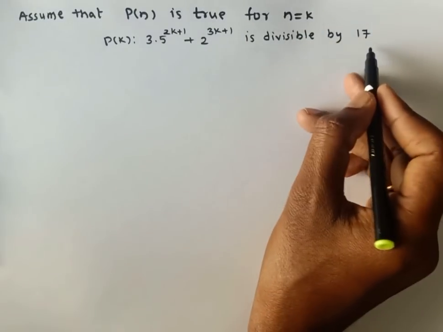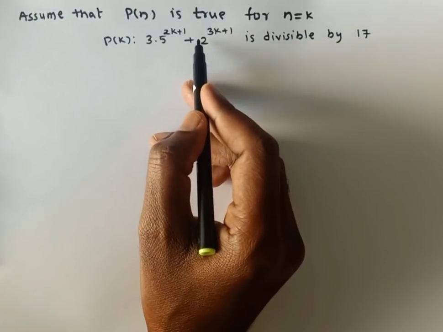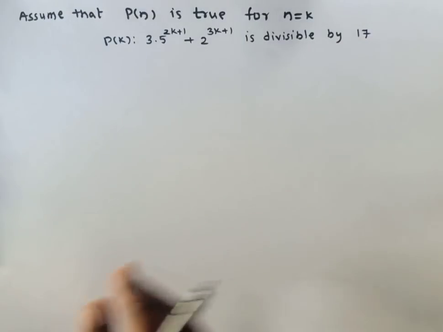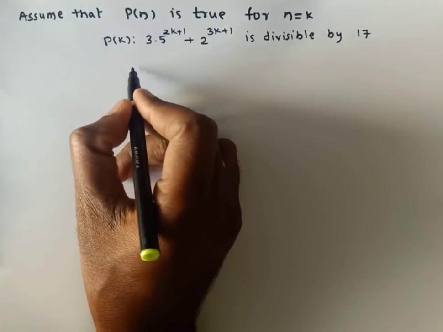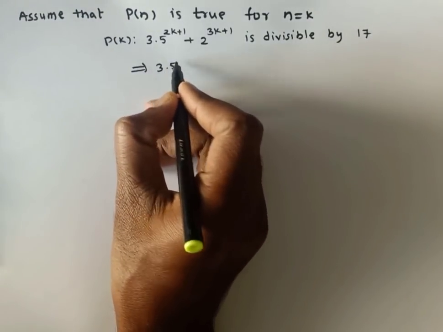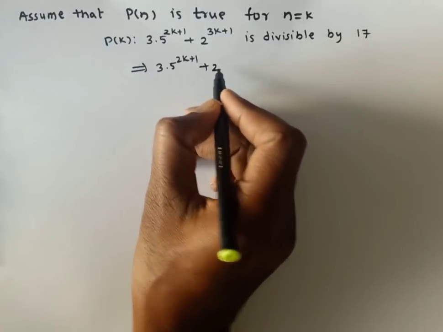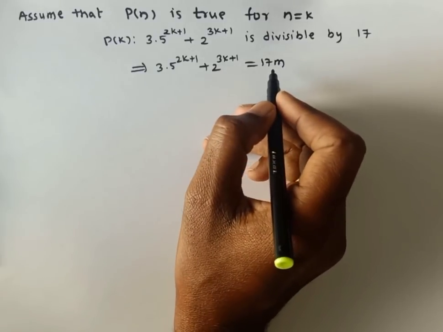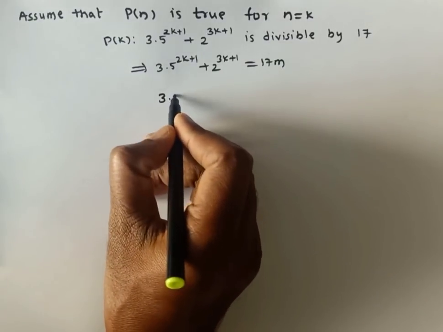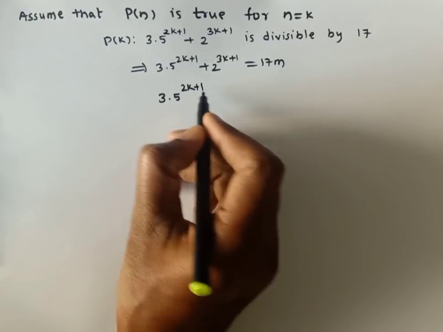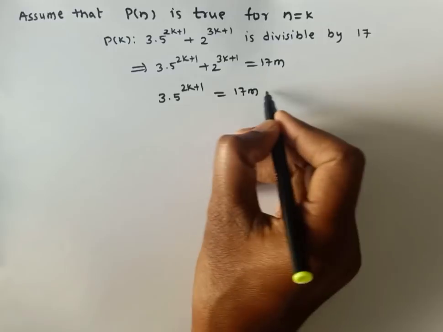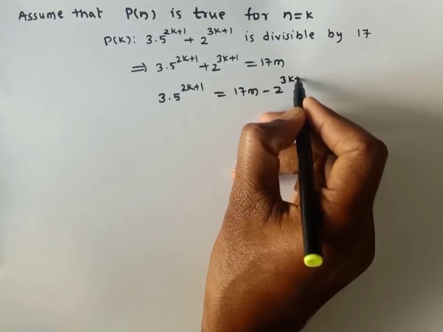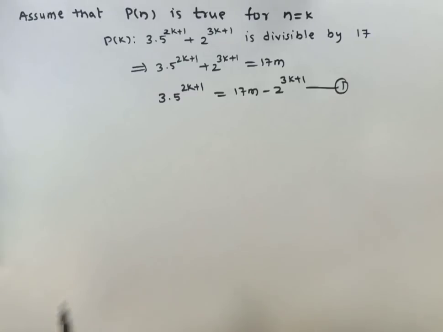So this number is divisible by 17, which means the value can be expressed as a multiple of 17, or 17 into some number. So we can write 3 into 5 to the power of 2k plus 1, plus 2 to the power of 3k plus 1, as 17 into some m. Now, 3 into 5 to the power of 2k plus 1 is 17m minus 2 to the power of 3k plus 1. Let it be equation 1. Now we have to show the given statement is true for n equals k plus 1 by using the assumption.